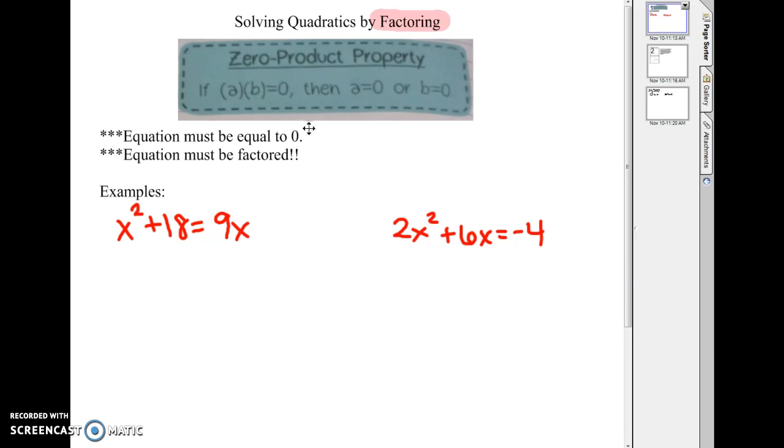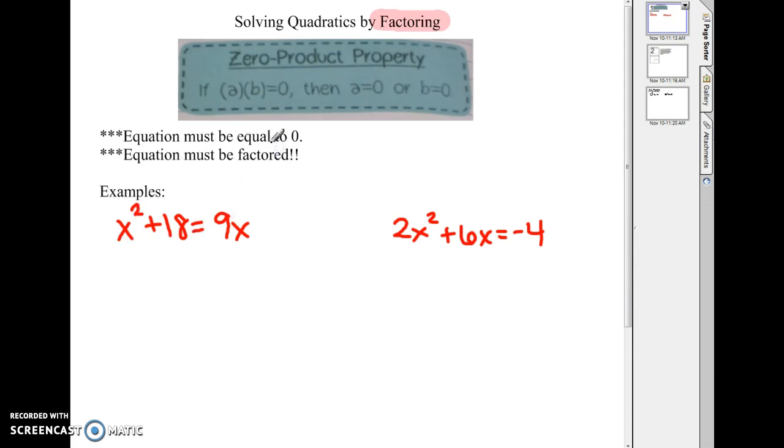Alright, so you've written the notes, and the notes say here that in order to use this product property, the zero product property, the equation must equal 0. And then the equation must be factored so that you can set each factor equal to 0. Because I know if something is being multiplied and it equals 0, one or both of those must equal 0 for this statement to be true. So here's our first example.